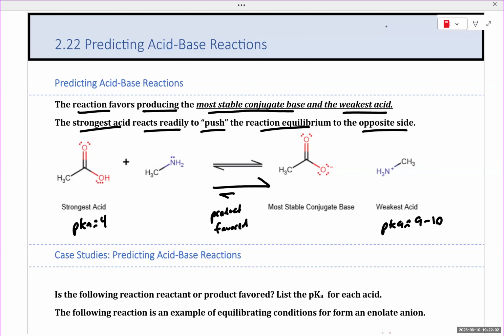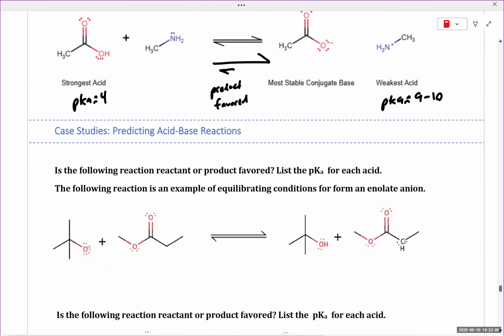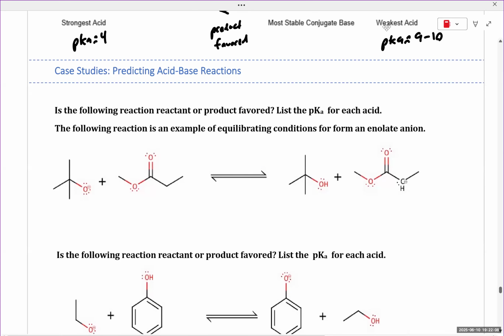Let's do some case studies now, where we predict the outcome of acid-base reactions. So here we're asked to determine, is the following reaction reactant or product favored? I'd want you to list the pKa's for each acid. This reaction is actually a very common set of reaction conditions, which is used to make what's known as an enolate anion. So you'll see this exact set of reaction conditions later on. So you may want to pause the video, take a few moments, and then we'll discuss this example momentarily.